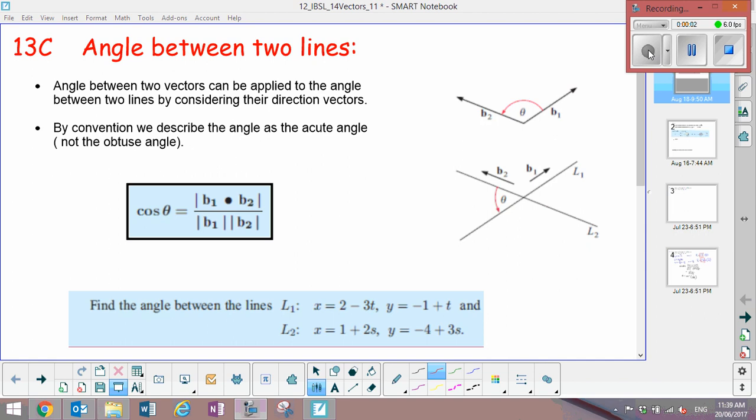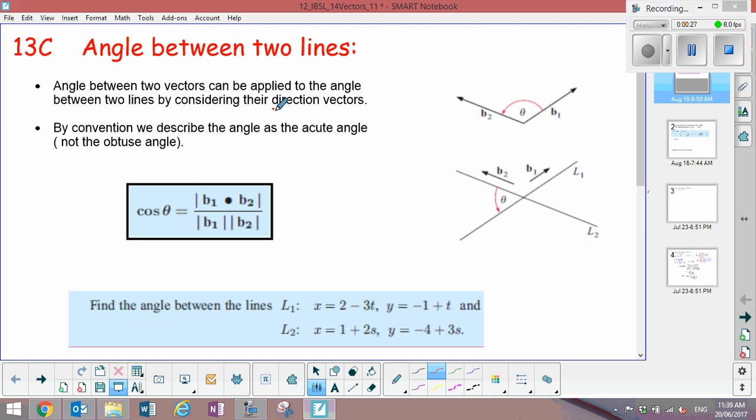Hello IB. In 13C we're looking at the angle between two lines. There's a lot of similarity with what we did earlier, when we looked at the angle between two vectors, which is basically the same, except when we're considering lines, we've got a whole line that keeps going. So the angle between two vectors we looked at earlier applies to the angle between two lines by considering their direction vectors. And we're going to do the same story with a line.